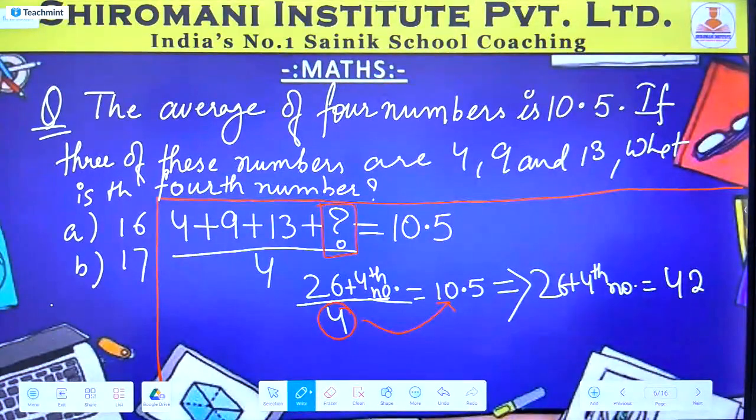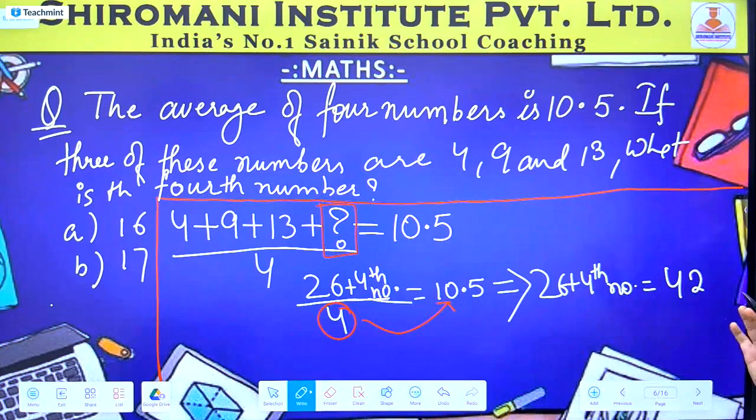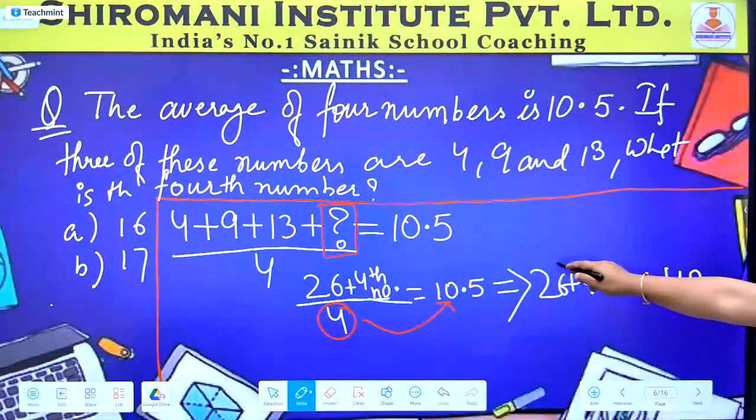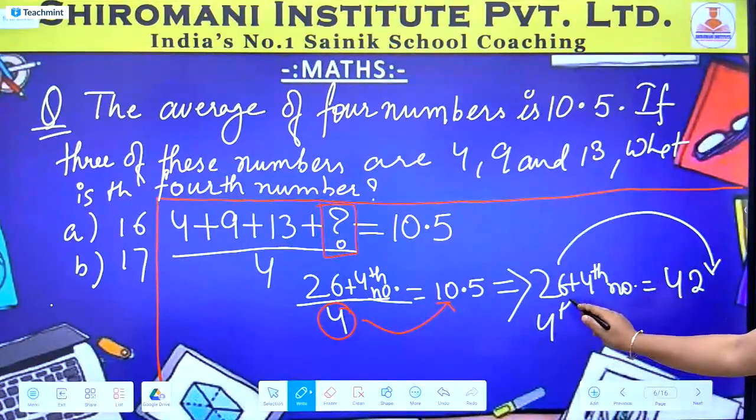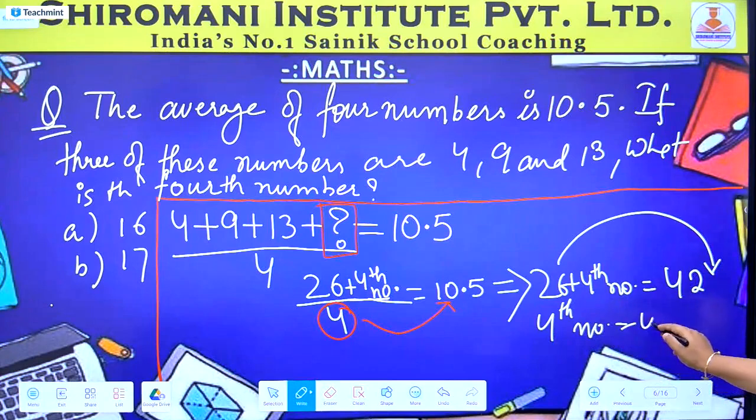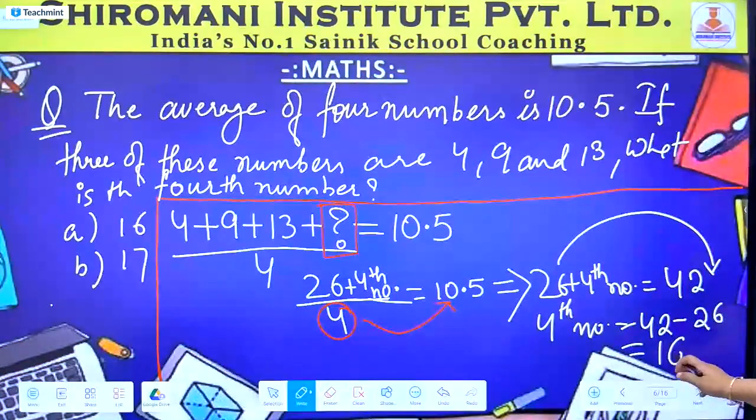And 10.5 into 4, that you will multiply yourself. Okay, ma'am, can you please show me how to multiply 10.5 into 4? You have to do it yourself. Now, if it's 42, you will subtract this 26 here. So the fourth number will be 42, and this 26 when moved to the other side becomes minus. So 42 minus 26 will become 16. 16 will be your answer.